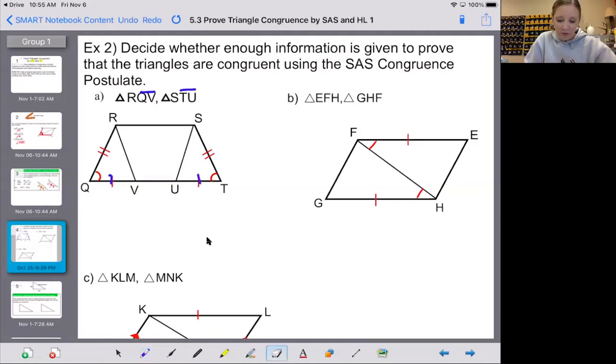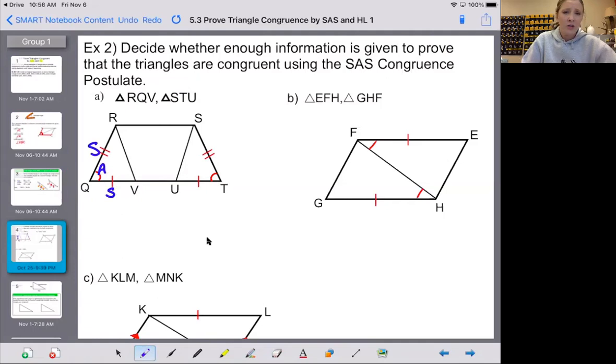So far, the order of the letters is good. Now I want to check on the side angle side portion of it. So I'm going to go through and mark using an S or an A. So of course that is a side that's marked. Down here, this little arc represents an angle. And then the next one, of course, is a side.